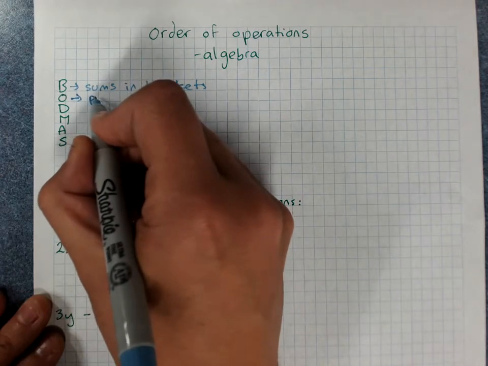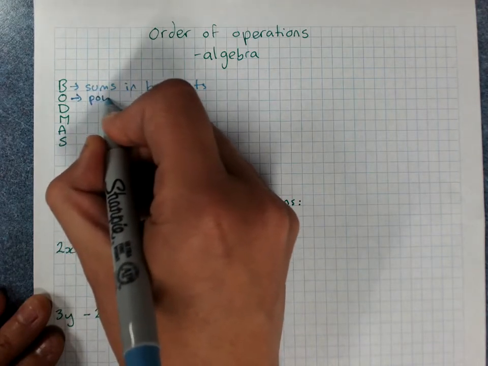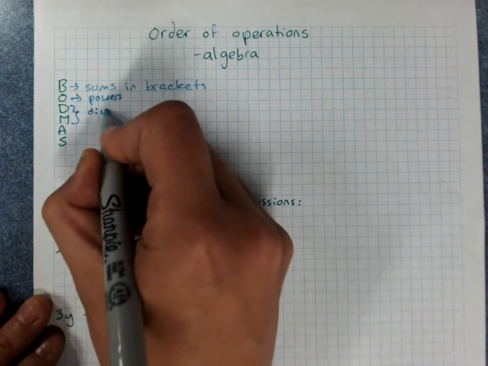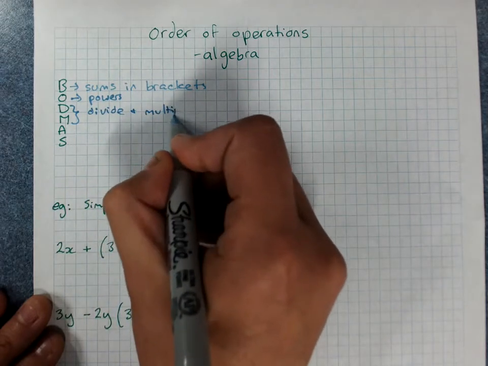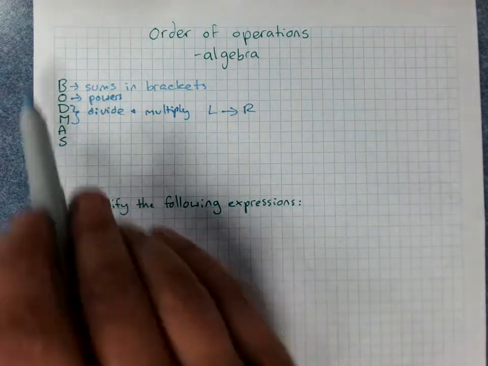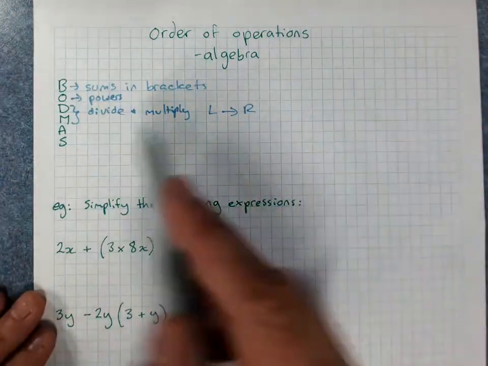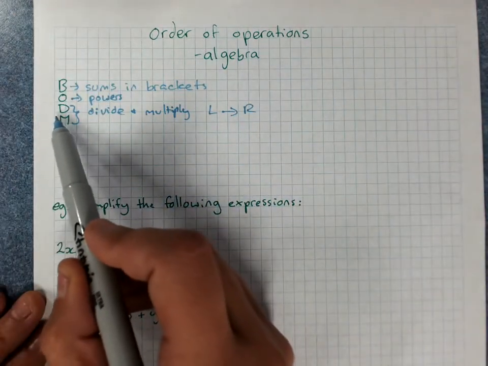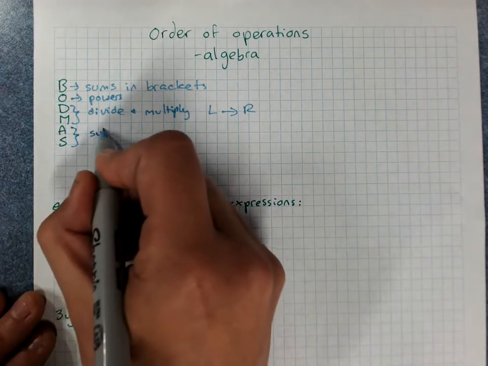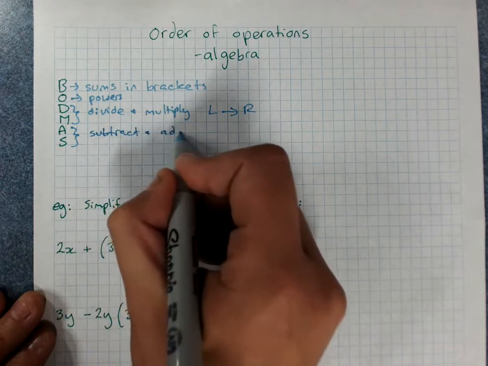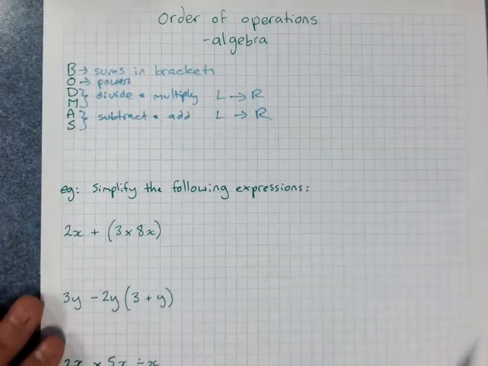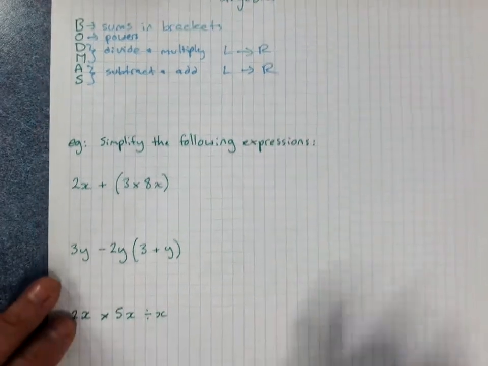Powers of numbers, or indeed of pronumerals. Dividing and multiplying, left to right. That means in either order. If you come across a multiplication then a division, you're going left to right. These are equally ranked. Adding and subtracting, also at the same time, equally ranked. So, when we're doing order of operations, we look at what we need to do first.